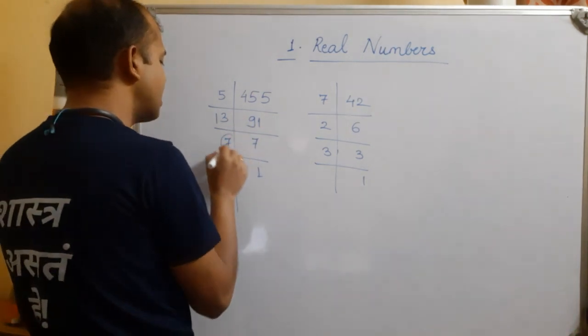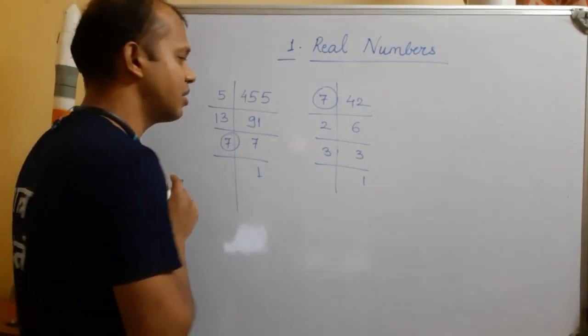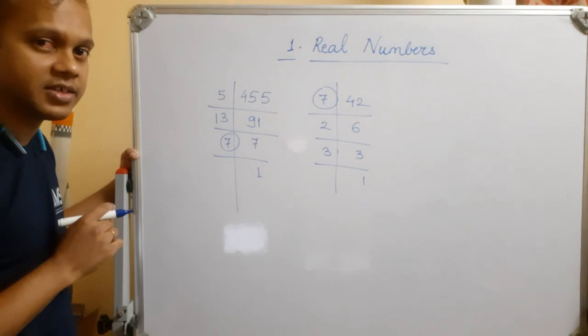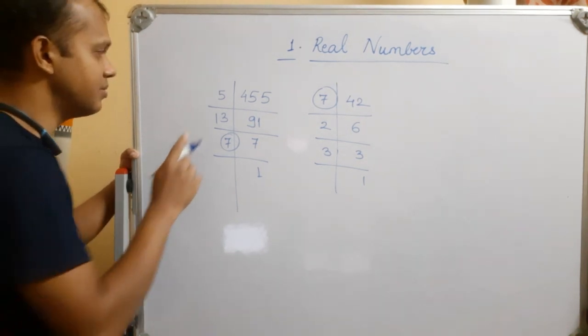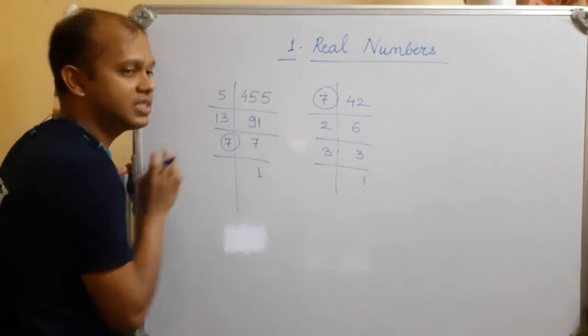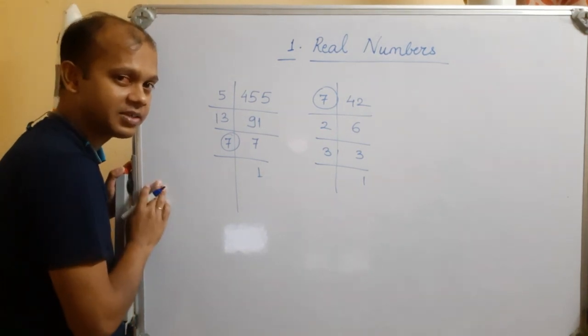So if you see, 7 is common to both and no other factors are common to both of them. So 7 is our HCF. Hence we have verified our answer.